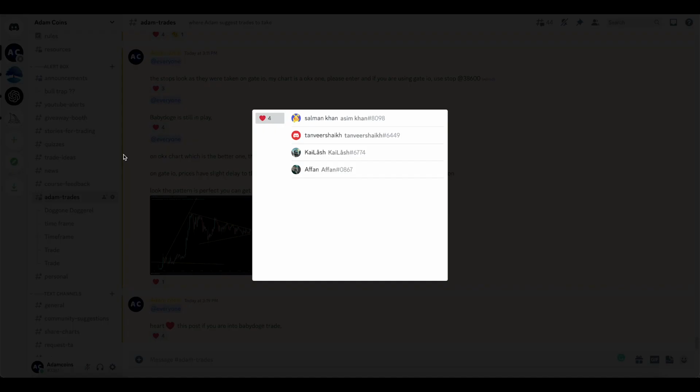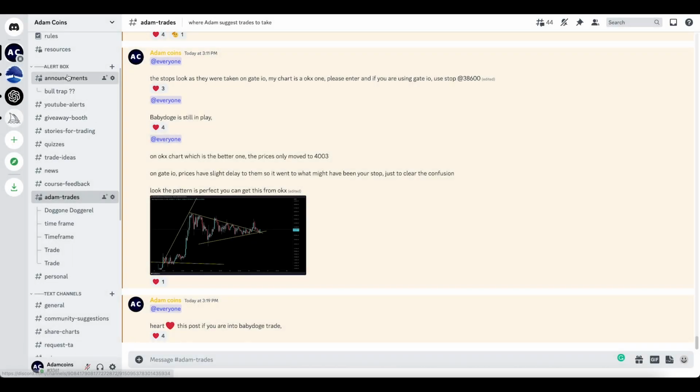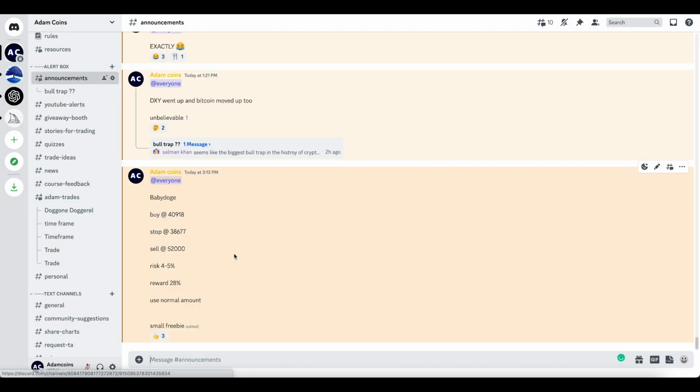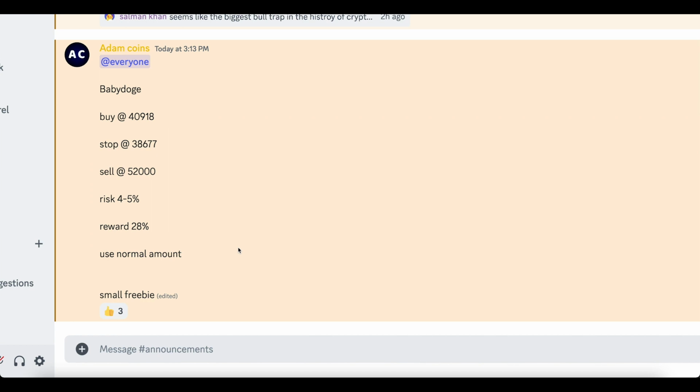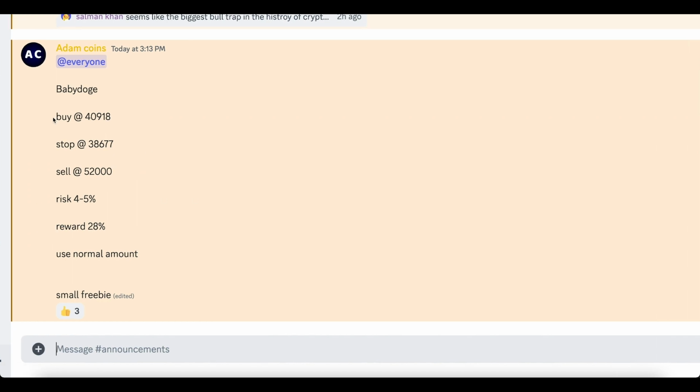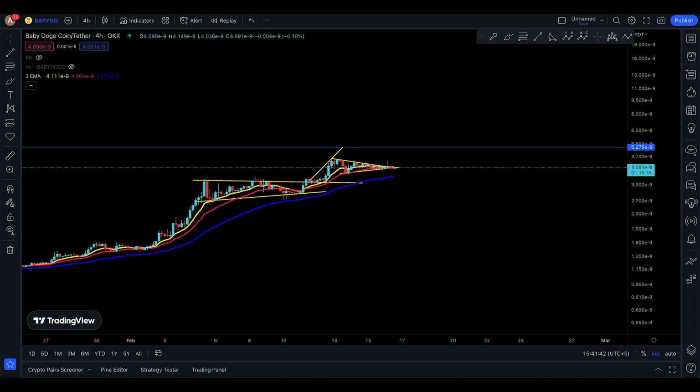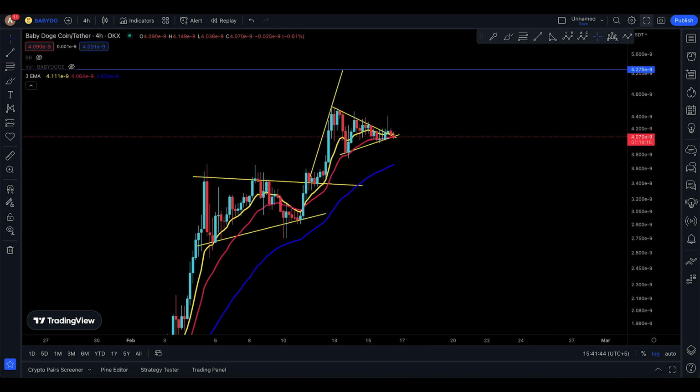So basically, this is a freebie that I've given in my Discord right now. On the announcement, I actually ended up giving this small freebie for Babydoge. And if you want to join the Discord, this is actually what we trade on the private channel. So I do have my buyings at 40918, and I'm looking for that stop loss at 38677, and I'm trying to sell at the 52,000, just as I've been talking about before on the channel.